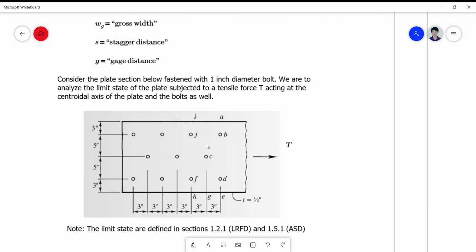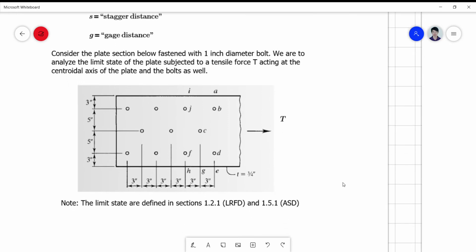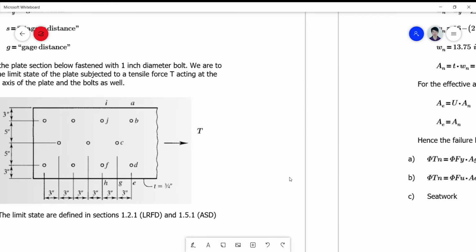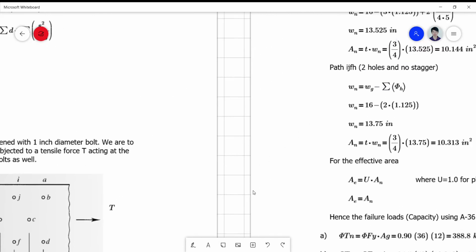Okay, so the plate section is fastened by 1-inch diameter bolts, and we are to analyze the limit state of the plate subjected to a tensile force T acting at the centroidal axis of the plate and the bolts as well. The limit states are defined in our lecture based on LRFD and ASD.